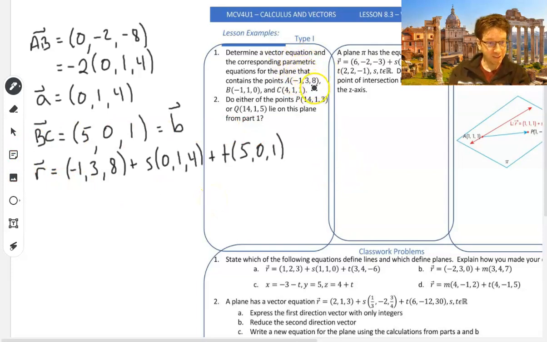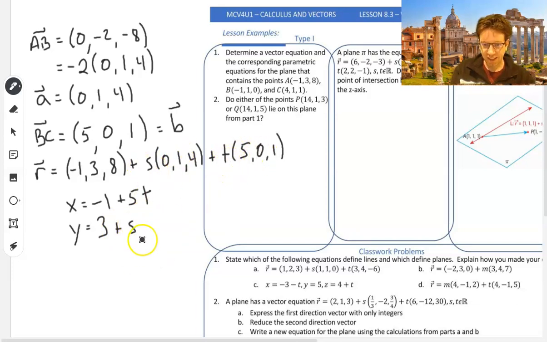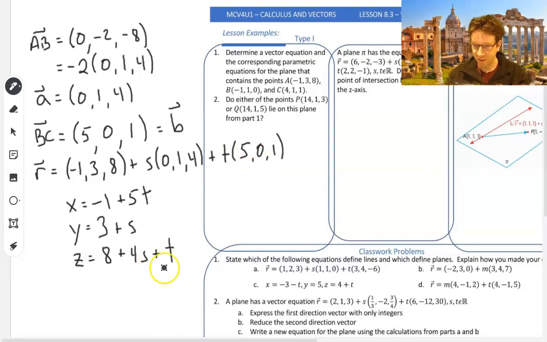It also says to find the parametric equations. So we can do that. So x will equal -1 plus 0s, so that doesn't do anything, plus 5t. All right, our y equation, we have 3 plus 1s, or just s, plus 0t. We just leave that as s. And lastly, z. We have 8 plus 4s plus t. Right, so there's our vector and parametric equations for that plane.